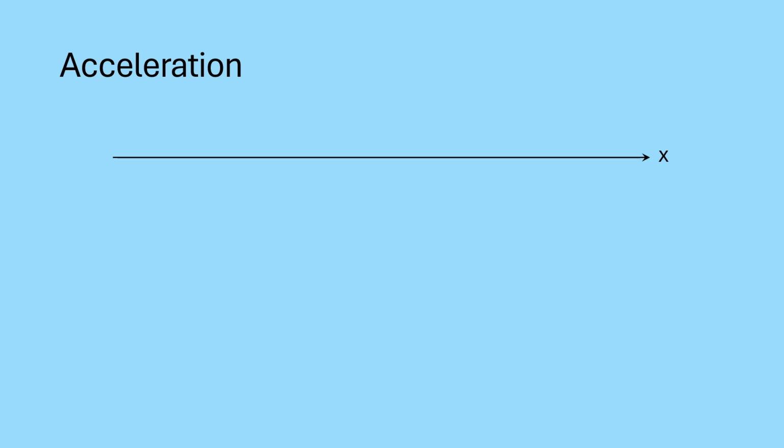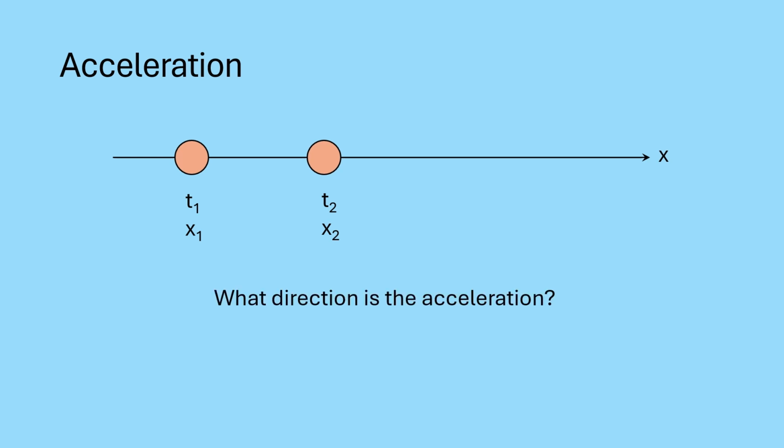The first topic that confuses students is acceleration. Imagine you photograph an object at position x1 at time t1. A moment later, it is at position x2 at time t2. What direction is the acceleration? This is a trick question, as there is not enough information to answer it. You need a third photograph of the object.